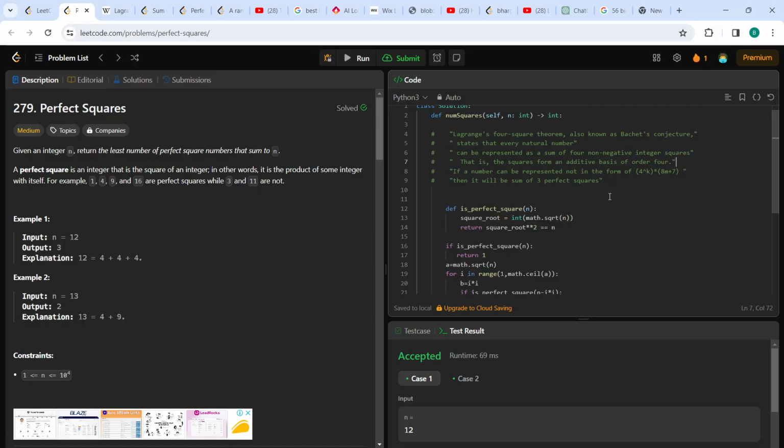So let us start with each case. How can the answer be 1? The number itself is a perfect square. So I'm just checking if it is a perfect square, then the answer is 1.